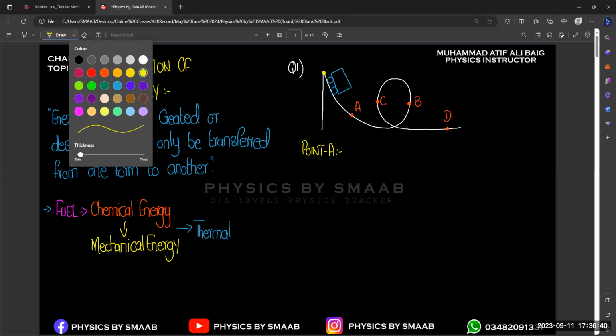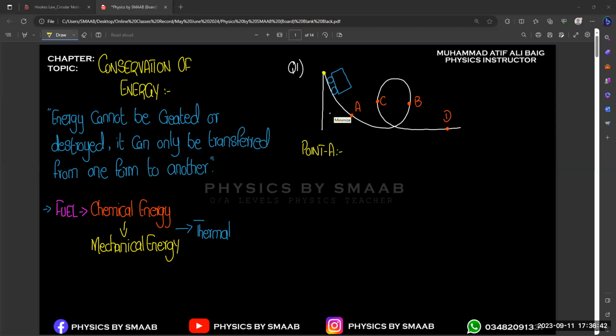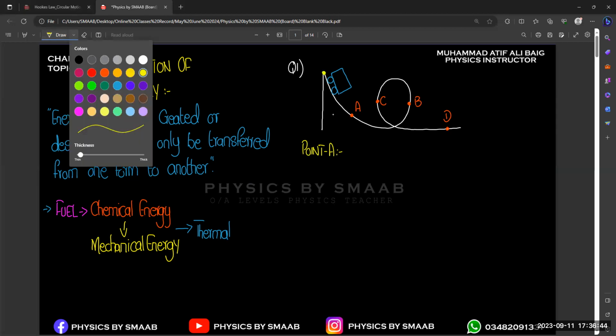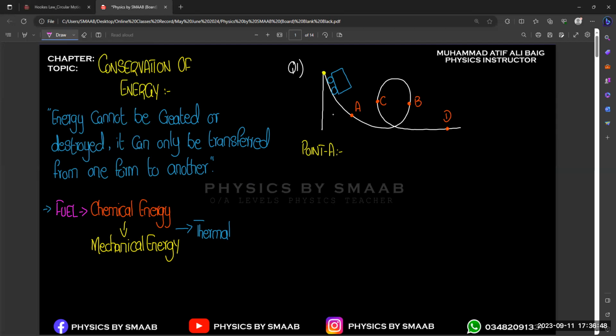The gravitational potential energy changes into kinetic energy. So basically, we studied the concept of potential energy. At maximum height, we have maximum potential energy. Yes, gravitational potential energy, or just simple potential energy.